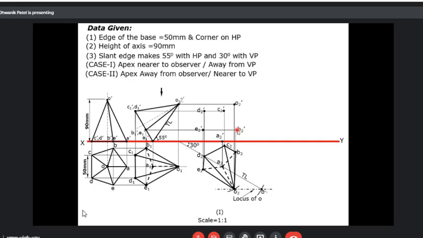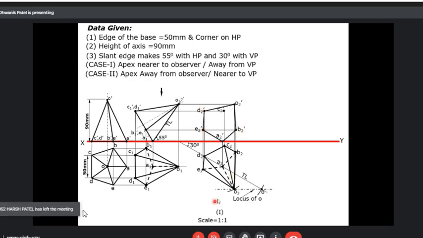Okay, now what will you do here? Now tell me which lines you will draw as solid lines here. Which lines will you draw as solid lines? Okay, the first thumb rule is that outer points are always connected by solid lines. So A2 dash B2 dash, B2 dash O2 dash, O2 dash D2 dash, D2 dash E2 dash. So these are the solid lines.